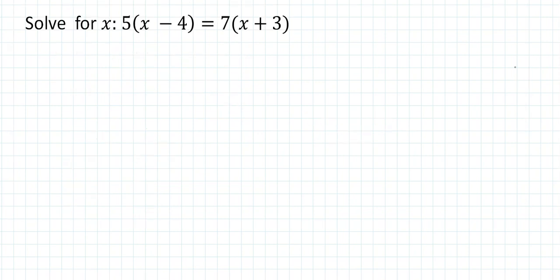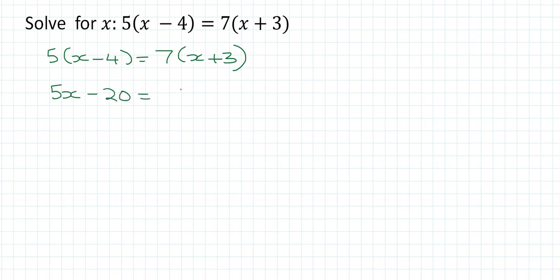All right, let's try another example. So we have 5(x - 4) = 7(x + 3). Now we're going to distribute, isolate, solve. The first step is distribute. So 5 multiplied by x is 5x. 5 multiplied by negative 4 is negative 20, equal to 7 multiplied by x is 7x. 7 multiplied by 3 is going to be positive 21 here.